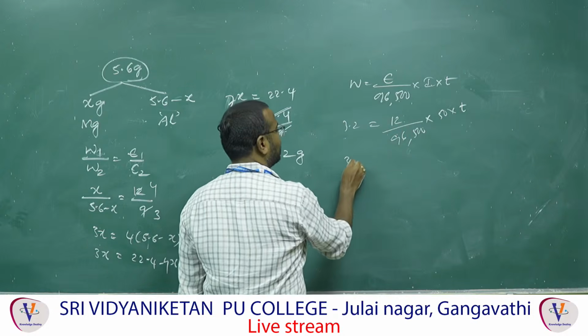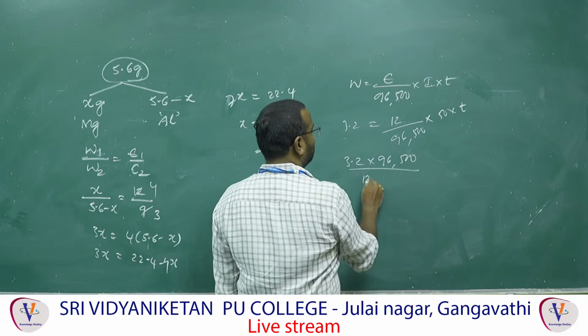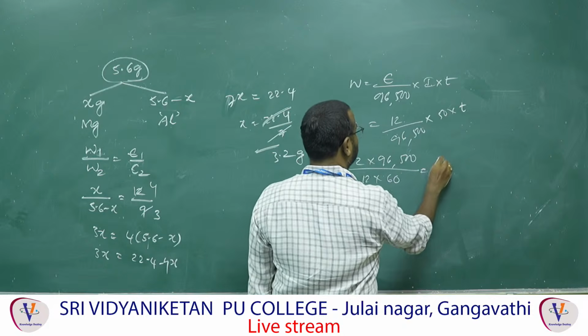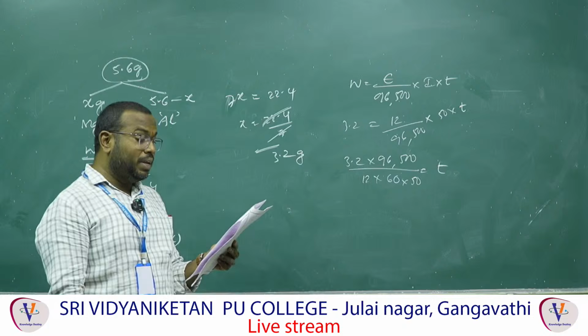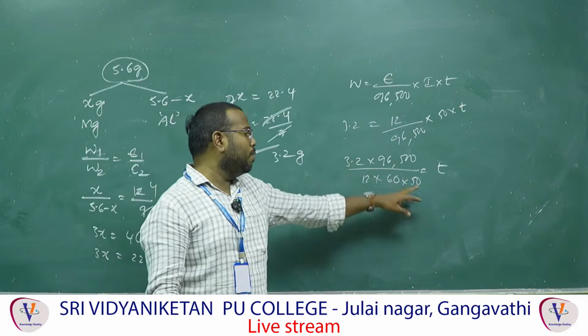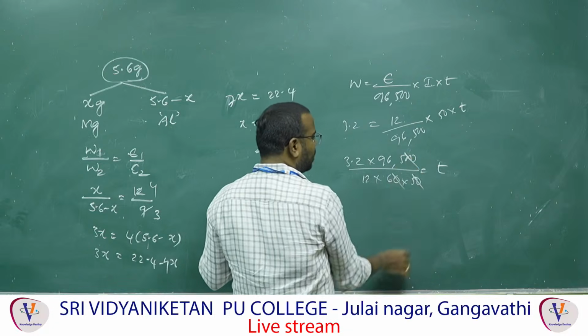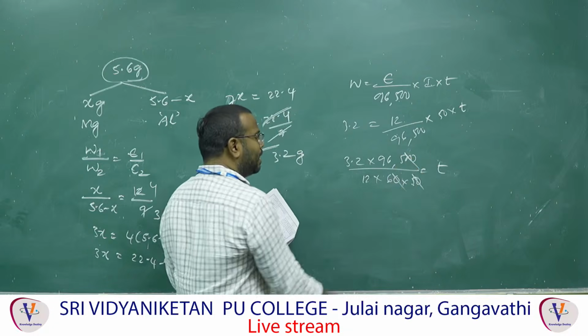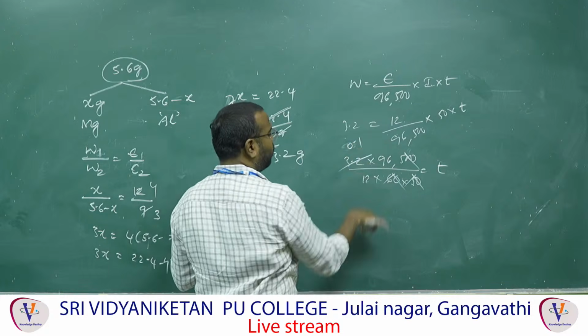Therefore, if I send everything here, 96,500 by 12 into 60, because the answer is given in minutes, not seconds. So I'm dividing the whole by 50. Therefore, that gives me, if I cancel the zeros, what I'm left with is 30. Assume that it is 30 approximately. So you'll get 0.1 times.